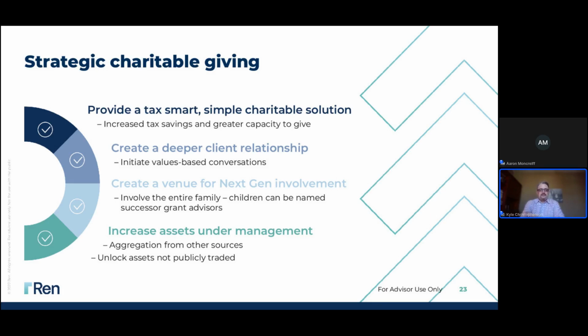Donor advised funds, charitable remainder trusts, all those tools are great strategies to start having conversations with those children. Increasing assets under management, we talked about this, unlocking assets that are not publicly traded, such as closely held businesses and real estate, so that you don't have to worry about the taxable event associated with getting those assets liquidated and into a diversified portfolio.